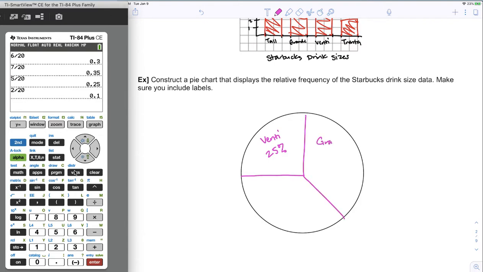So we have Grande, 35%. Okay, what are we missing? We're missing Tall, and we're missing Trenta. So Tall was 30%, Trenta was 10%. So let's go ahead and kind of figure out maybe something like this. So I'll say Tall, 30%, and this will be Trenta, 10%. Not perfect, but you know, it's okay. Just kind of trying to make sure that the sectors of the circle are proportional.